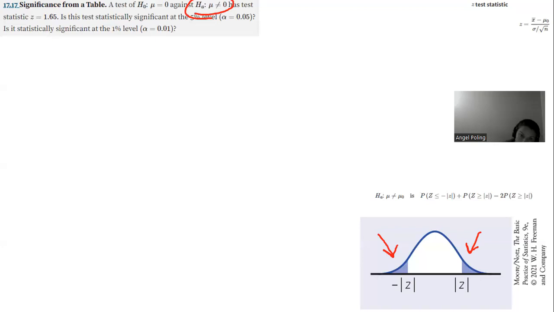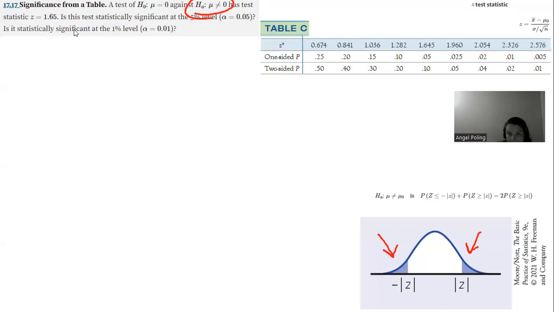Okay, so we're going to go to table C. We are going to look at the bottom. And this time we're going to look for the two-sided P. We need the 5%, which is here, and the 0.1, which is here.